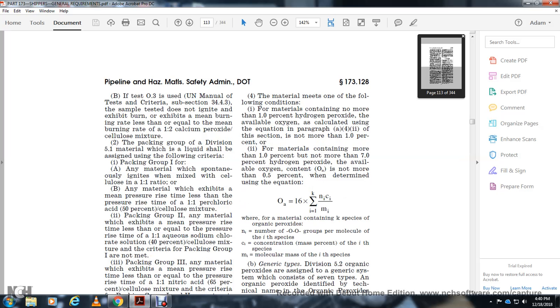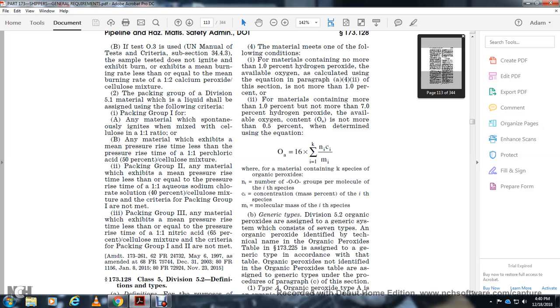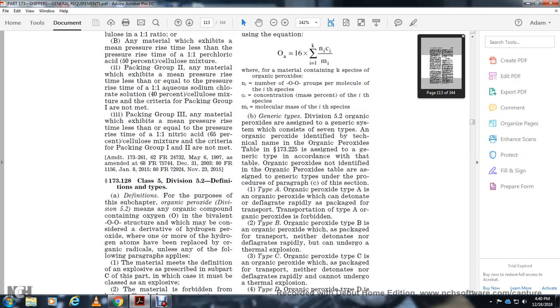Any material that exhibits a mean pressure rise time less than or equal to the pressure rise time of a 1 to 1 aqueous sodium chlorate solution, 40% cellulose mixture, meets the criteria of packing group 1. Packing group 3 material exhibits a mean pressure rise time less than or equal to the pressure rise time of a 1 to 1 nitric acid 65% cellulose mixture, meeting the criteria of packing group 1 to 2.